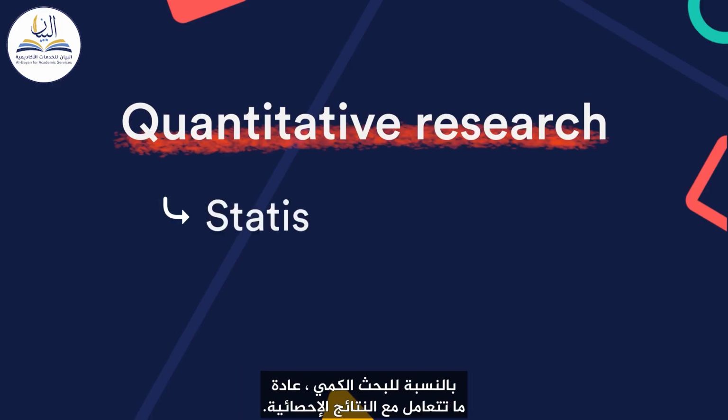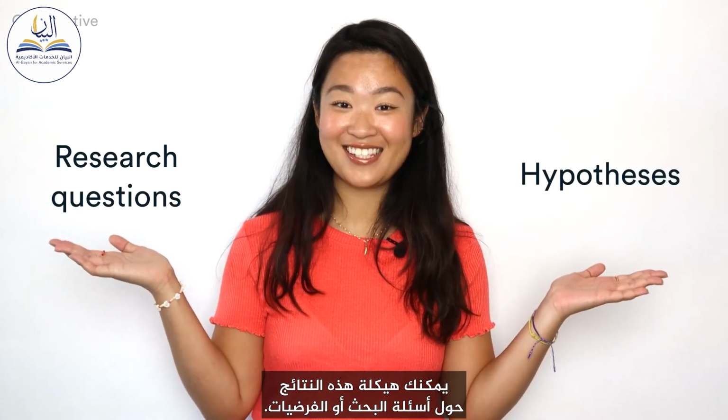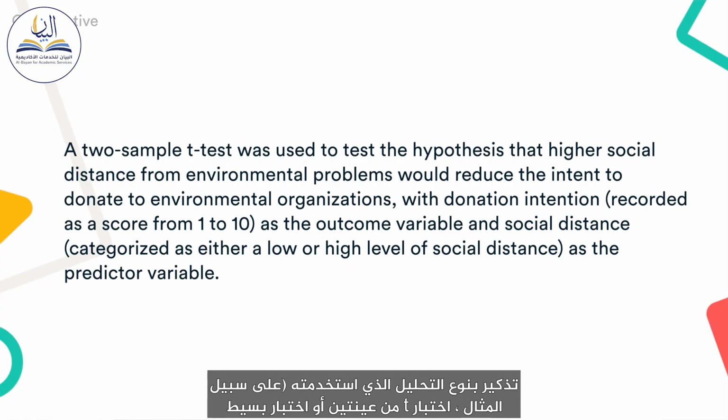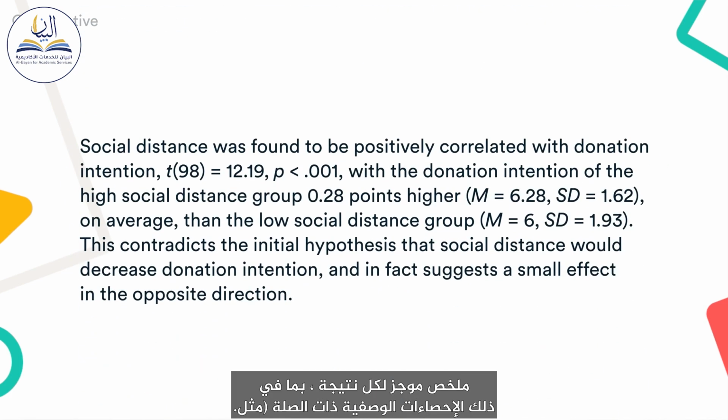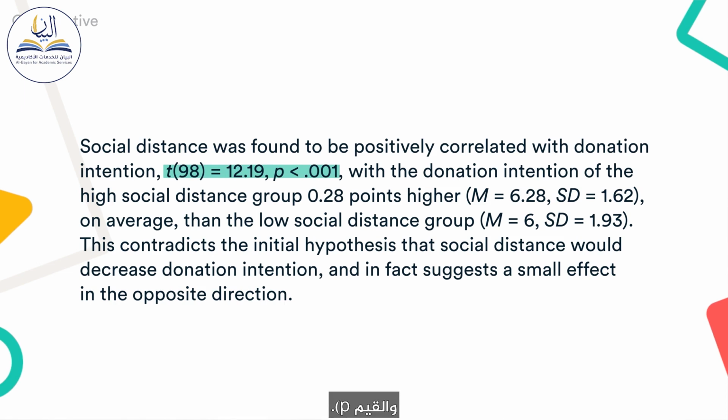For quantitative research, you'll usually be dealing with statistical results. You can structure these results around your research question or hypotheses. For each question or hypothesis, present the following: a reminder of the type of analysis you used, for example, a two-sample t-test or simple linear regression. A concise summary of each result, including relevant descriptive statistics like means and standard deviations, and inferential statistics like t-scores, degrees of freedom, and p-values. These numbers are often placed in parentheses.